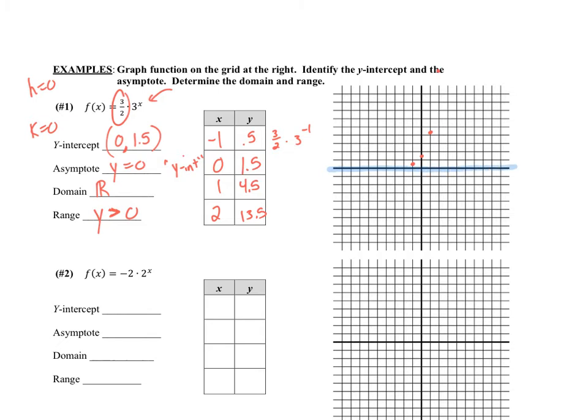That means this graph will not cross that line. So it's going to come down, and it's going to flatten out real fast, like that. Okay, so it's kind of flat along that y equals 0, that blue line, and then it goes up real fast.